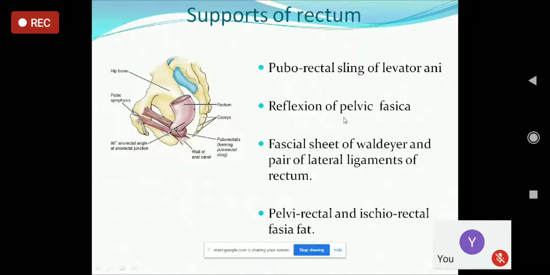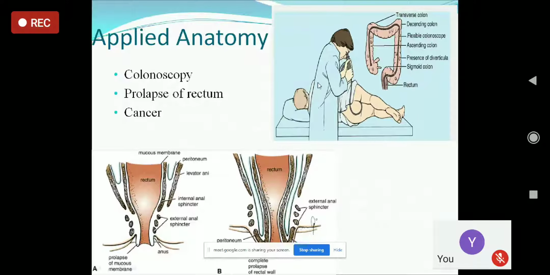In applied anatomy, in prolapse, only the mucous membrane prolapses. Here, the rectum itself will prolapse from the anal canal. In colonoscopy, to see the colon from the anus, the instrument is passed and all the structures of the large intestine are seen.